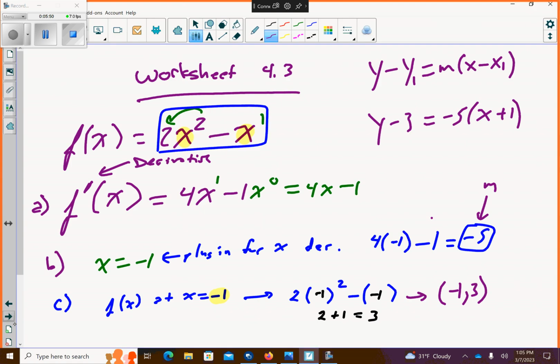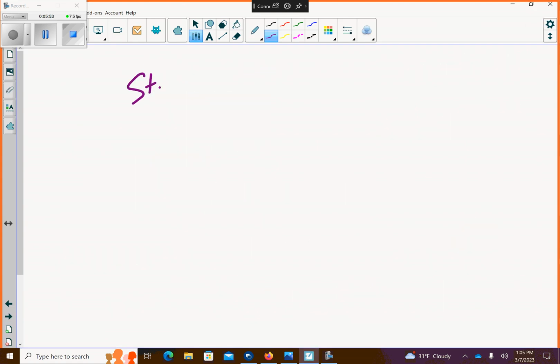So the steps to find a tangent equation.